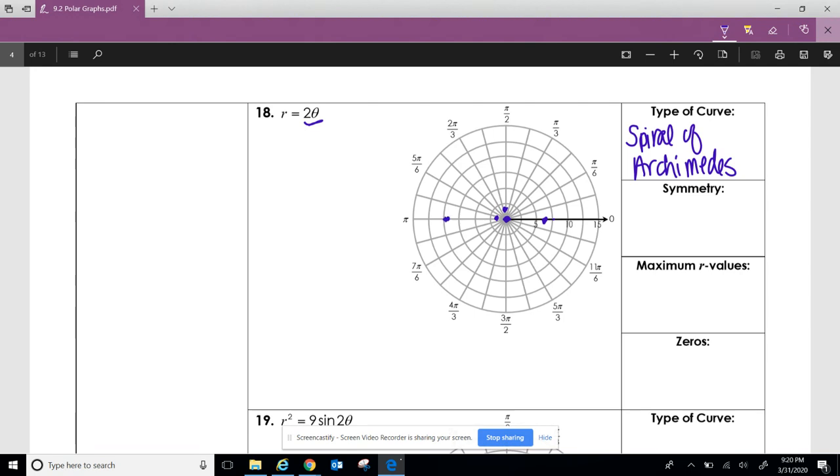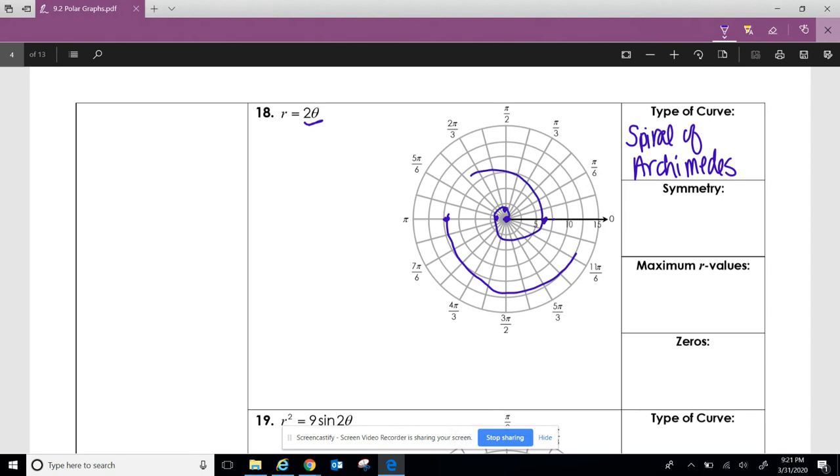And so as you see, this is going to open up and become a spiral. As my theta increases, in other words, the more times I go around the circle, the bigger it's going to get. Let's see if I can get this. Oh, that's very unfortunate.